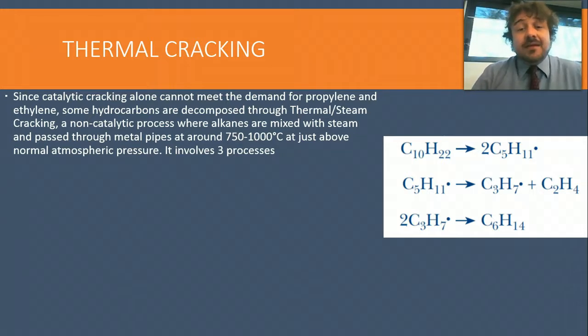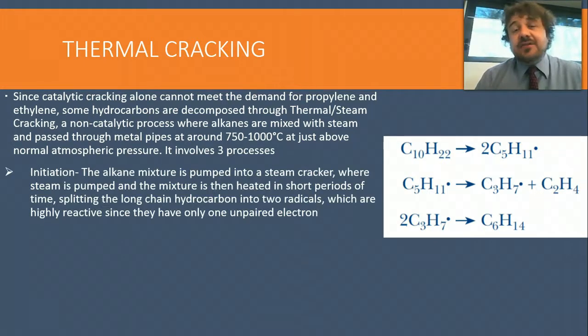Now they're mixed with steam, really, really hot steam, and they pass through pipes between 750 to 1,000 degrees Celsius. I think your textbook says about 850. So it's just above atmospheric pressure, and it involves 3 processes. But remember, it's a closed system. Okay, first you have initiation.